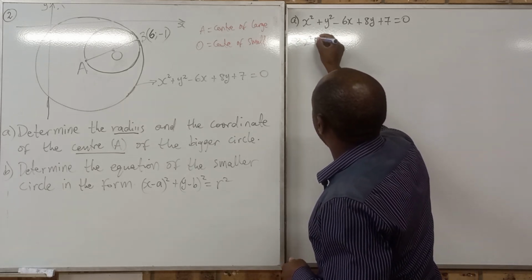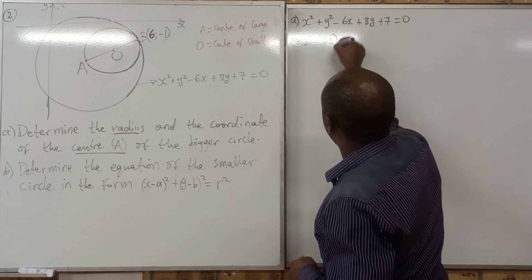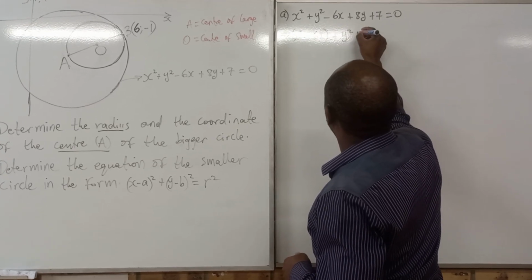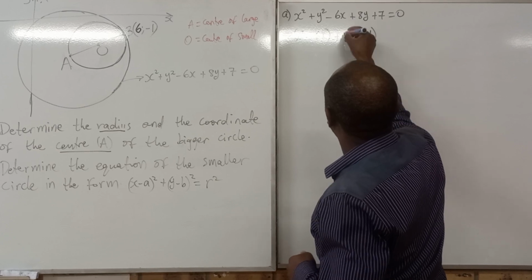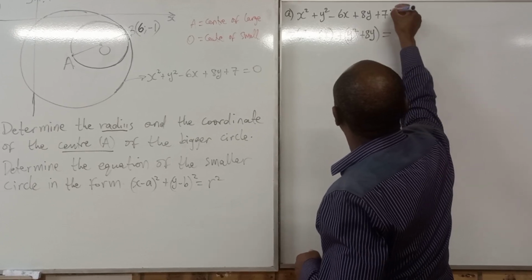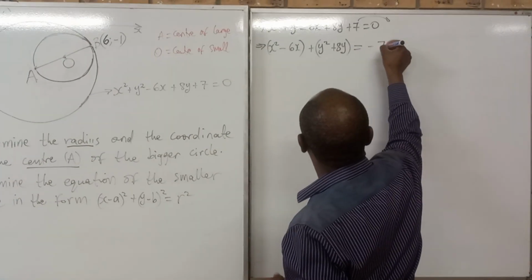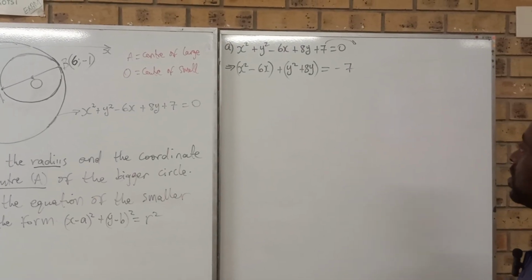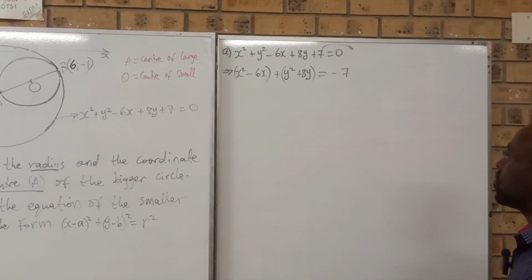So I'll get x squared minus 6x. This is my first quadratic. Then I get y squared plus 8y. This is my second quadratic. Then this constant, I'm taking it to the right hand side. In that way, I can now concentrate on the procedure of completing the square.